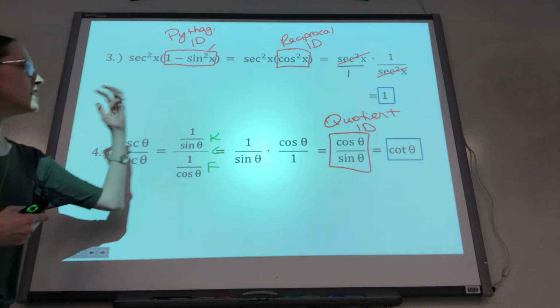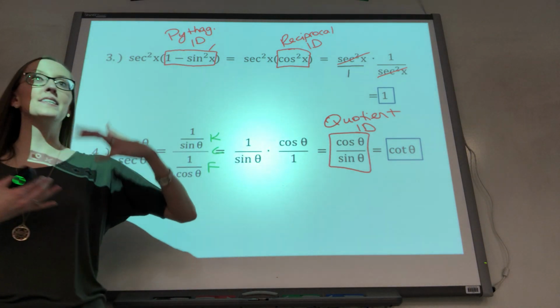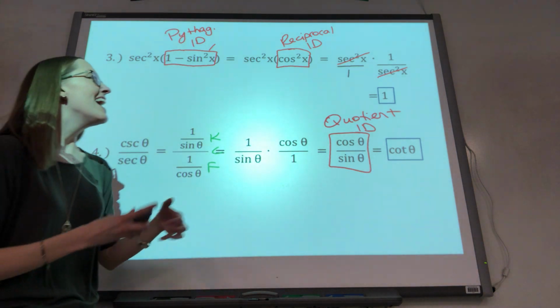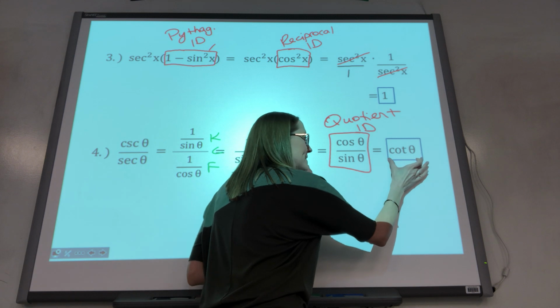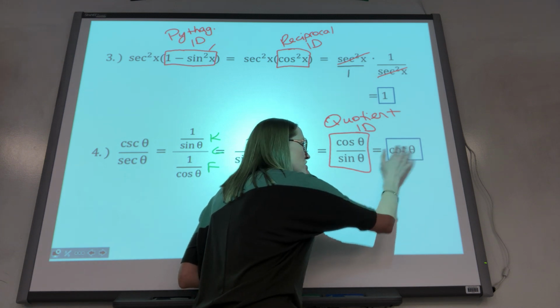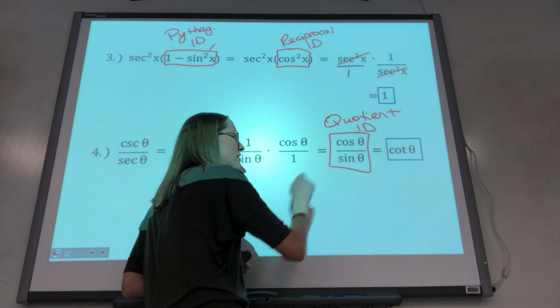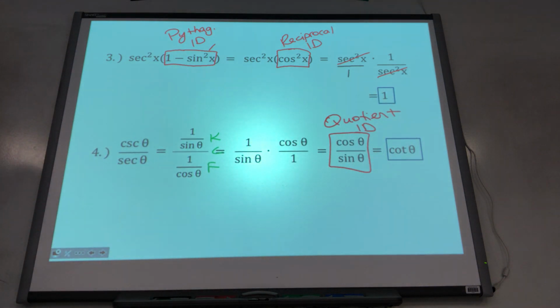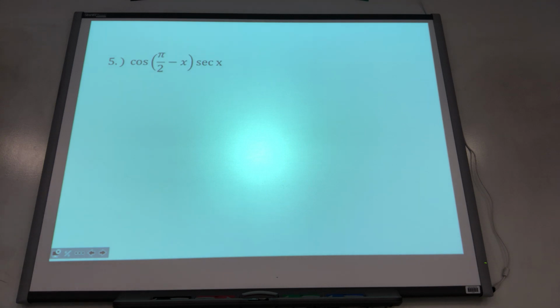A lot of times students have trouble knowing when to stop. Like, when do I know that I'm done with the problem? And again, you're done once you get down to a single trig function, no fractions or anything fancy like that, or a single number. That's when you know that you've simplified it enough. Okie doke. I'm going to keep on going here, so please stop me if you have any questions. We're about halfway there.